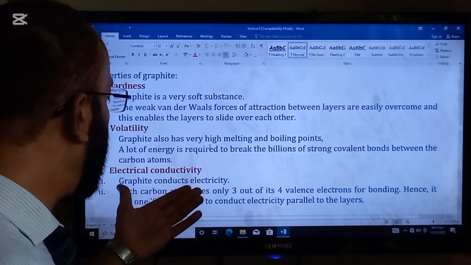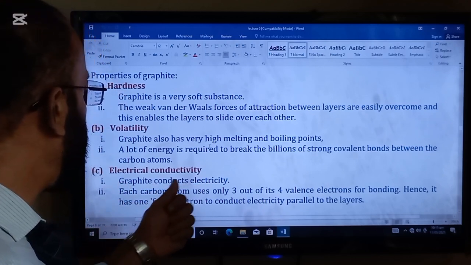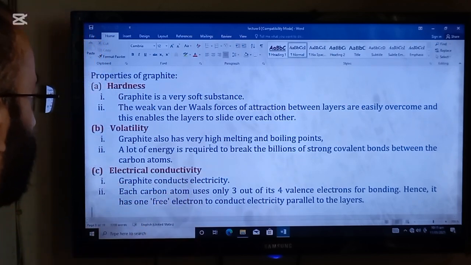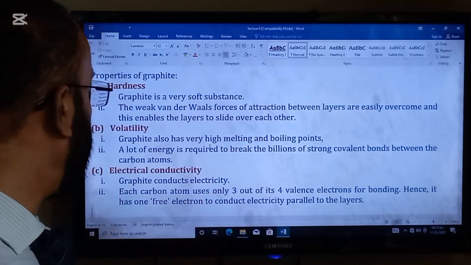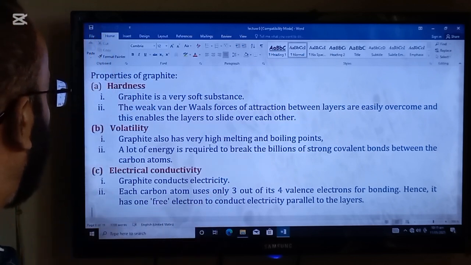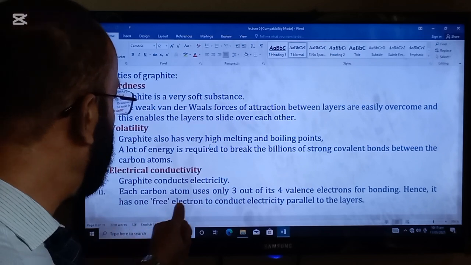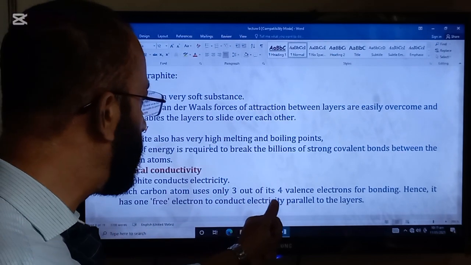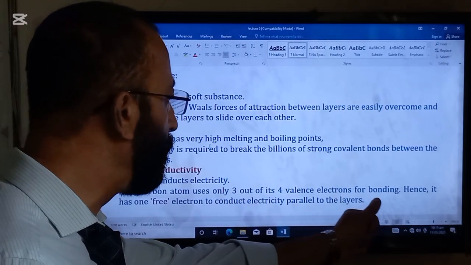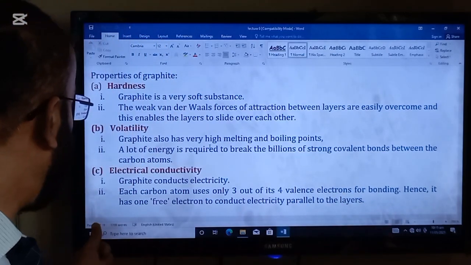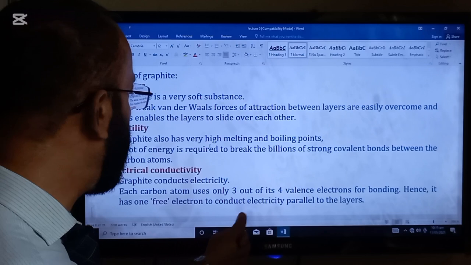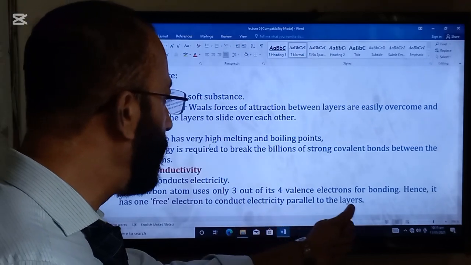Next property of graphite which is going to be discussed is electrical conductivity. Graphite conducts electricity. Each carbon atom uses only 3 out of its 4 valence electrons for bonding. Hence, it has one free electron to conduct electricity parallel to the layers.